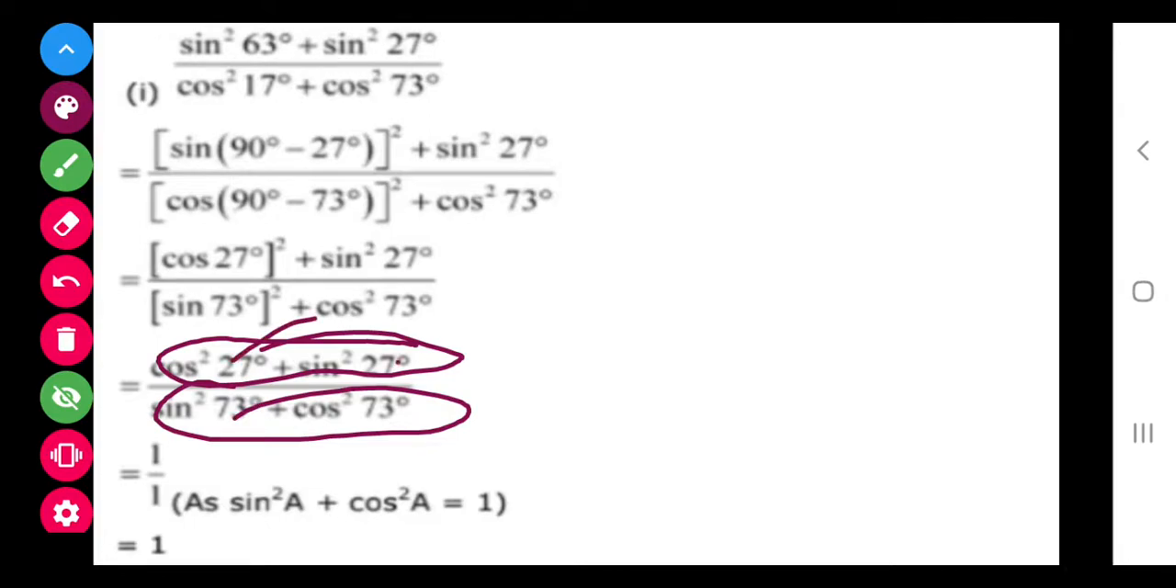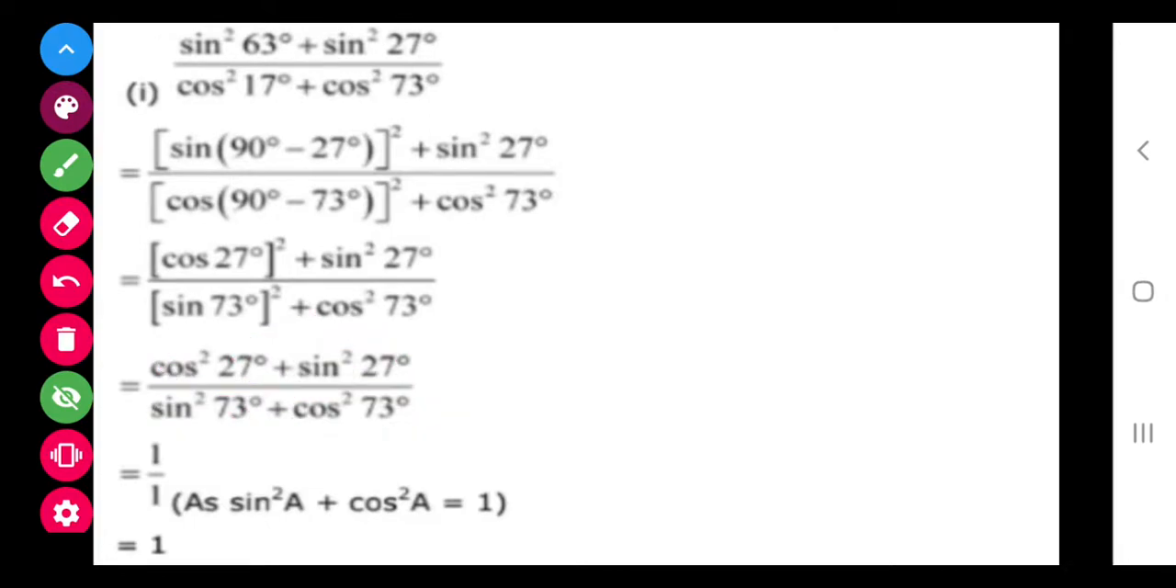So you can see 27 and 27 as the angle, and sine square theta plus cos square theta means if the angle is the same then it is 1. Now down also you can see the angles are the same, so it is also 1. So 1 upon 1, that's 1. So which formula have they used? This formula they have used. Angle should be the same, A and A. Here you can see 27 and 27. So sine square 27 plus cos square 27 is equal to 1. Sine square 73 plus cos square 73 is equal to 1.